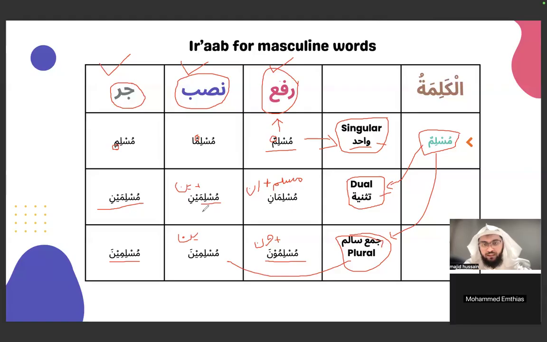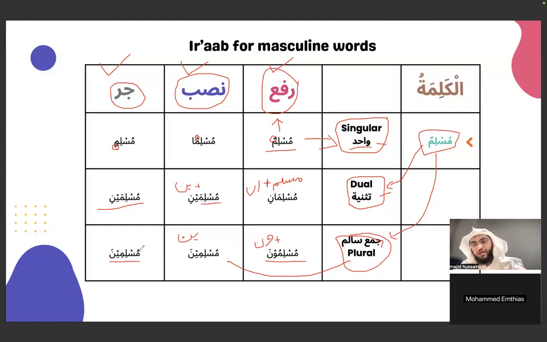Muslimina. So dual and tasniya in the category of nasab and jar, they are the same. That means whatever Muslimaini in the dual form, it will be the same as Muslimaini in the jar. And likewise, Muslimina in the plural will be the same as Muslimina in the state of jar. How do we understand? From the context. What's coming before that particular word will help us understand that this word is in the category of nasab or jar, and then accordingly we can translate the exact meaning of that word.